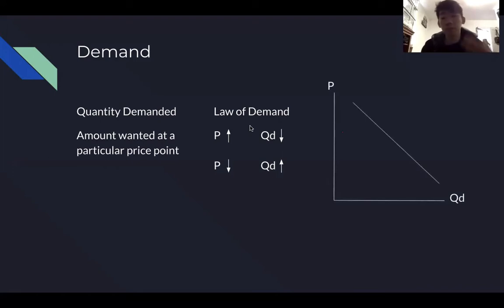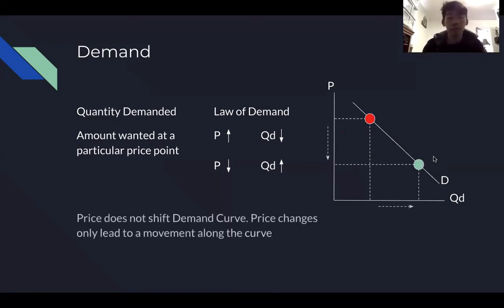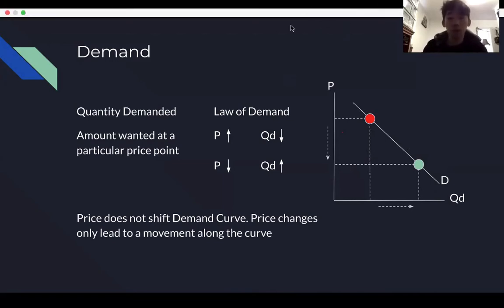And so this describes the shape of the demand curve. Notice that as the prices increase, there's a lot less quantity, and as the prices go down, there's a lot more quantity demanded. One thing to note here is that no matter how much the price changes, the demand curve itself is not moving. We're just going from the red point to the green point or the green point to the red point. So price does not shift the demand curve. Price changes only lead to a movement along the curve.